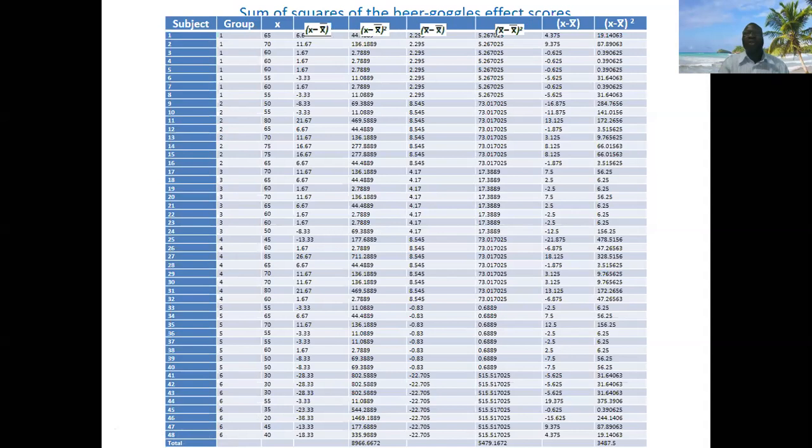This one is the last one. This is total sum of square. The next two will be sum of square between, and this one will be sum of square within, which is the residual. The between is the model. So this total sum of square now, what do you do?